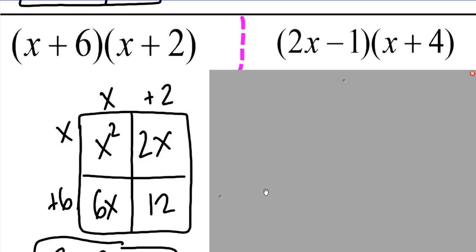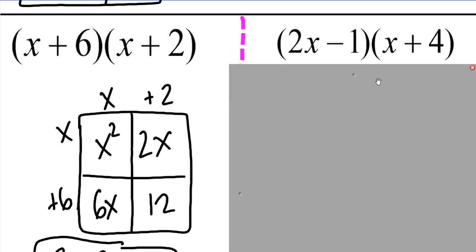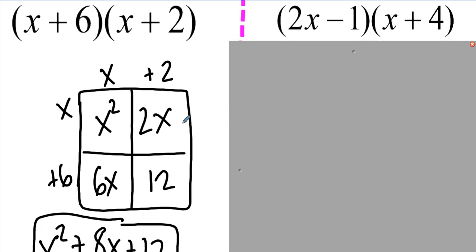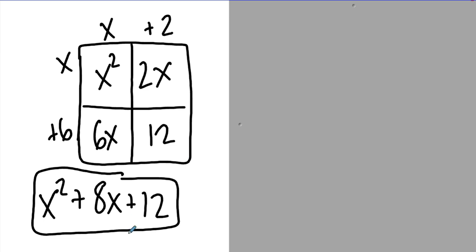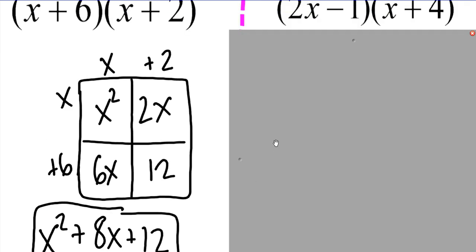Okay, welcome back. Here's the first one. I did the first one using a table. I think I did the second one using distribution. Just to show, x plus 6 times x plus 2, you multiply, you get x squared plus 8x plus 12. You'll notice the 12 is the multiplication of 6 and 2. It's 6 times 2. 8 is the addition, 6 plus 2. That's going to be your key to factoring in the next section.